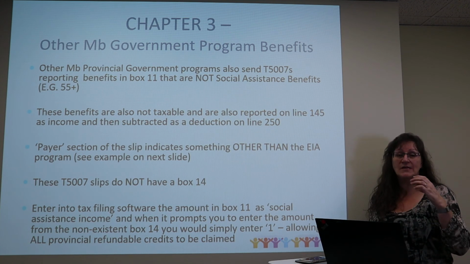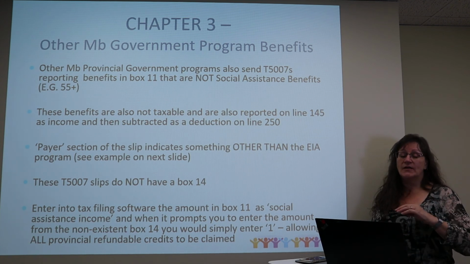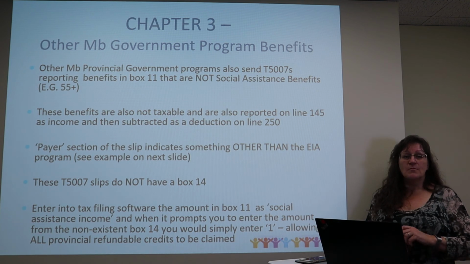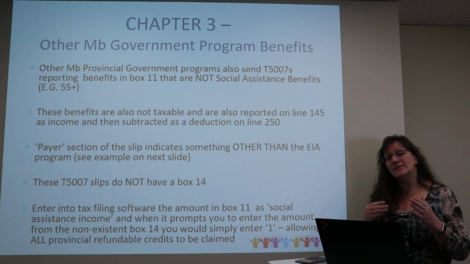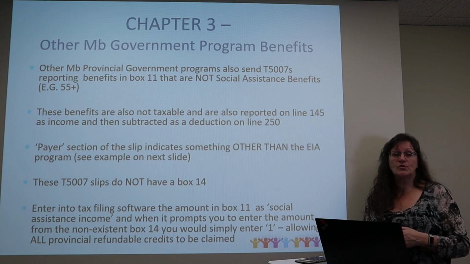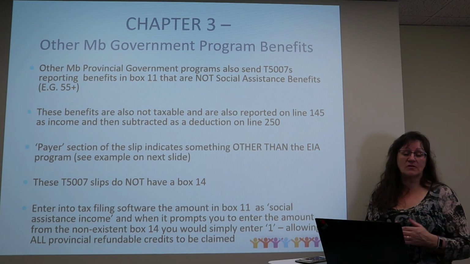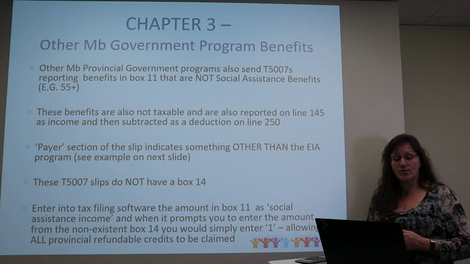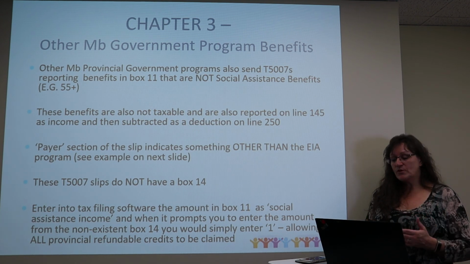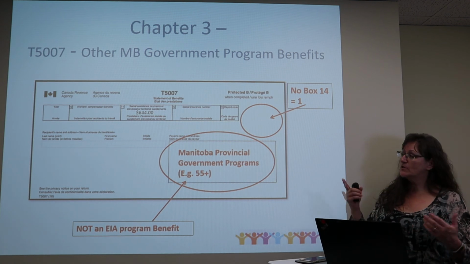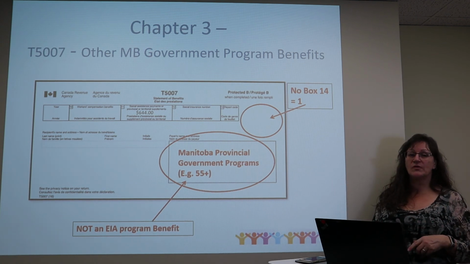It is not an EIA program, and it should not wipe out eligibility for the provincial credits. But we need to make sure the software can distinguish between those two scenarios because it still shows up in box 11 as if it's the same as the EIA program. So what's really important to pay attention to here when we look at an example of one of those slips, it looks very much the same except for two things.